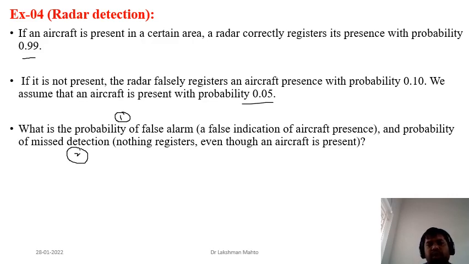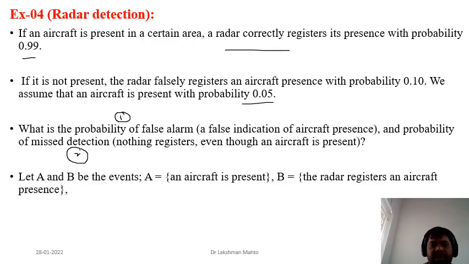If you observe closely here, you will see two different kinds of random experiments. One experiment is about the presence of the aircraft. Another experiment is about the reading in the radar. That's where we need to introduce two events. Event A, we are calling it aircraft is present. Event B, radar registers an aircraft presence.